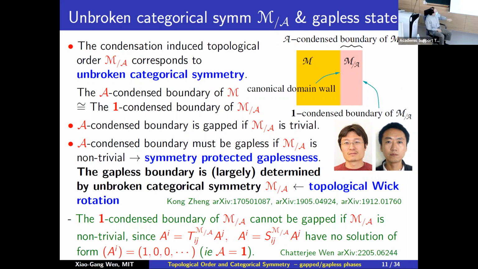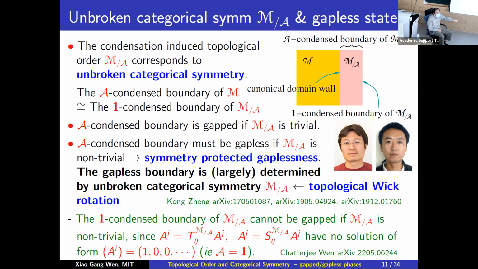And why? It's actually very simple. If MA is non-trivial, it means it has some non-trivial ST matrix. What is the one condensed boundary of MA? M slash A. We don't know. But if you assume this one condensed boundary is gapped, then the gapped boundary is given by the constant.